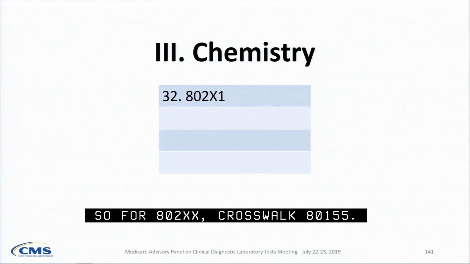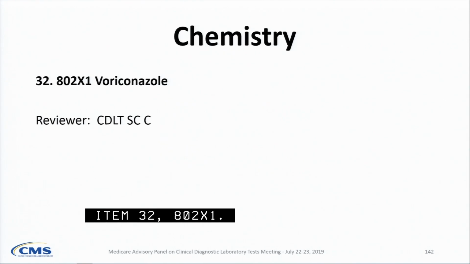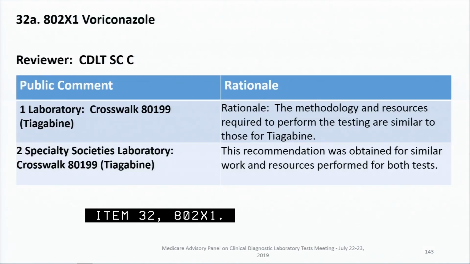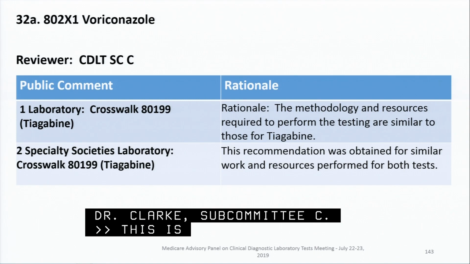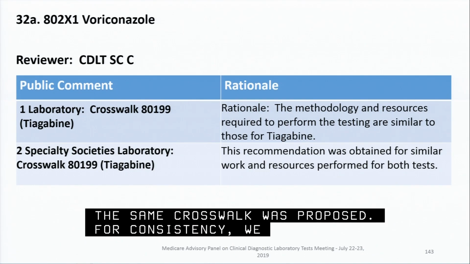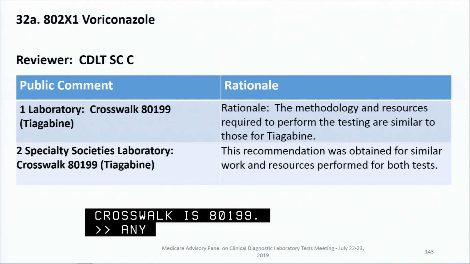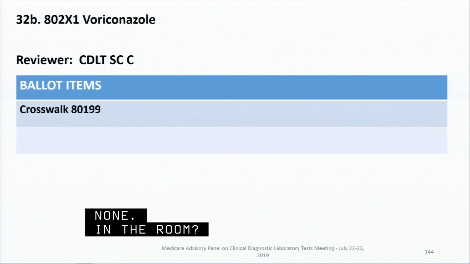All right, item 32, 802X1. And this is voriconazole, Dr. Clark, Subcommittee C. Yeah, so this is similar to posaconazole, same family of antifungal. The same crosswalk was proposed, and for consistency, we agreed that that was appropriate. So the proposed crosswalk is 80199 tiagabine. Any questions from those on the phone? None. In the room? None. For 802X1, voriconazole, crosswalk 80199 or gap fill?